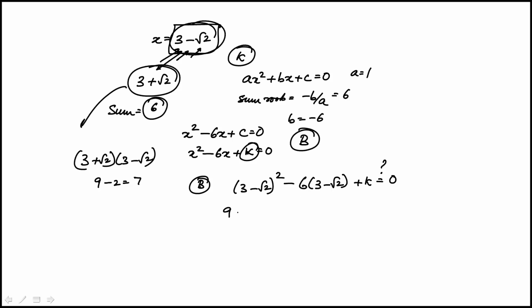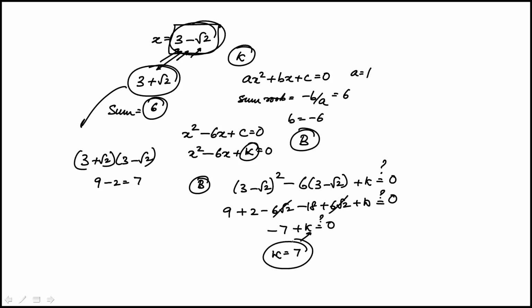So we'll square this. This will become 9 plus 2 minus 6 root 2. This would be minus 18 plus 6 root 2 plus k. Again, that's still a question mark. This drops out. 11 minus 18 is minus 7. And you'll notice if I set k to be 7, it will indeed be 0. So that would be the other way to figure it out.